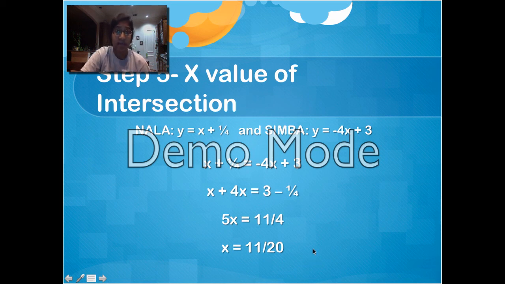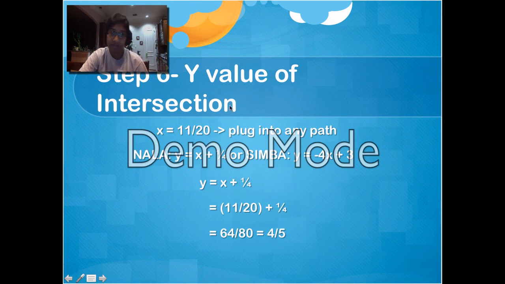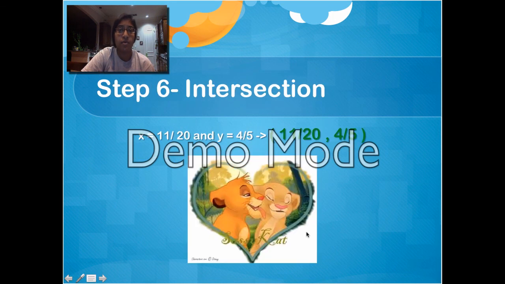Now that we have the x value, we have to find the y value of the intersection. And so to do that, we can just plug in 11/20 as x into either one of the paths, because the coordinate will be the same as these paths are intersecting. And let's just go with Nala, because it's just easier. You don't have to manipulate the x in any way. So we're going to plug in x as 11/20 into y equals x plus 1/4, and we get the answer 4/5.